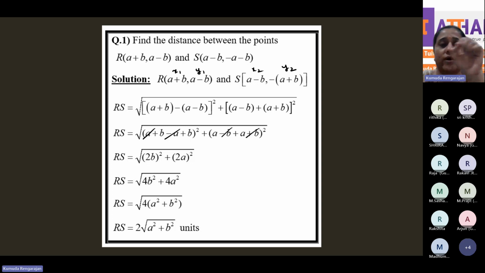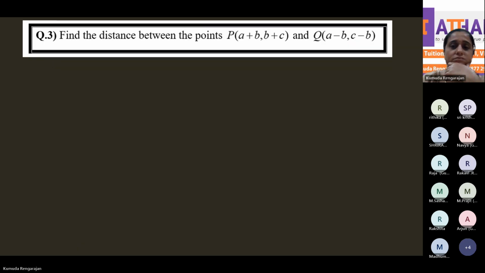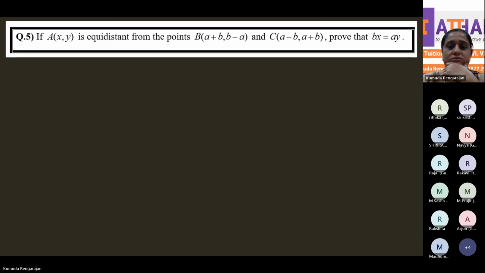So what is the distance formula? Square root of the difference between the x coordinates, the whole square, plus the difference between the y coordinates, the whole square. Here, the point (x, y) is equidistant from the points B and C.